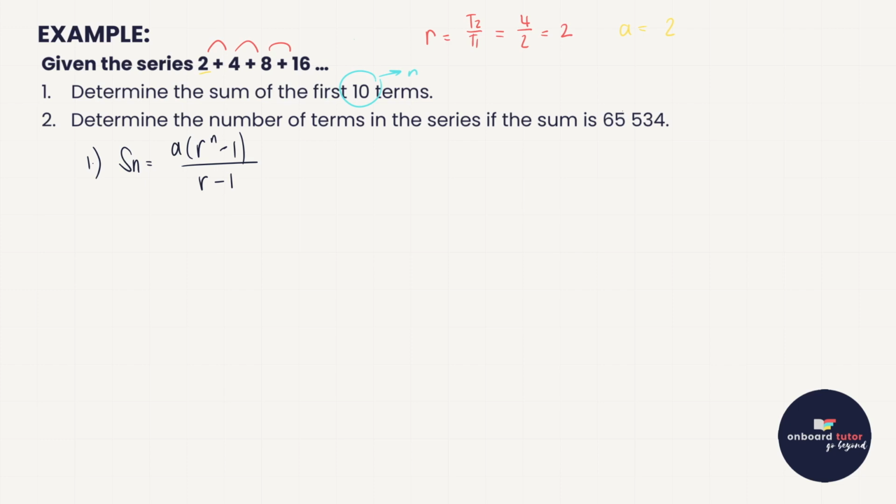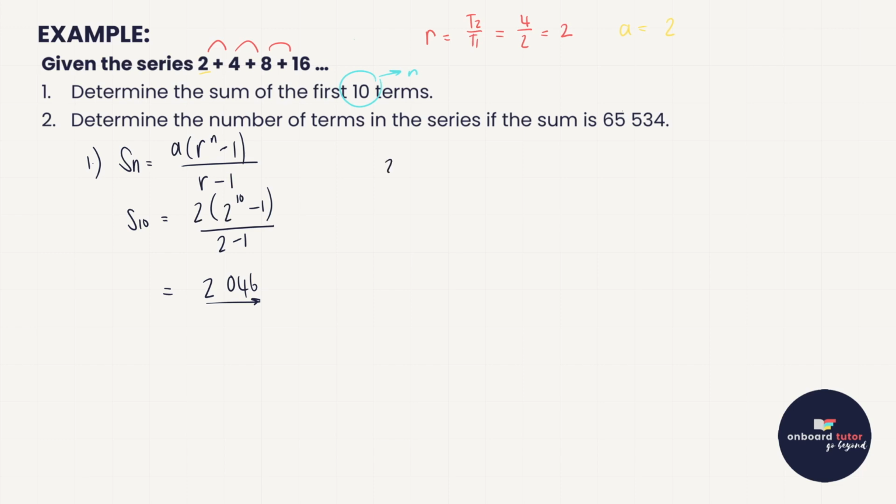Okay, so let's substitute. Sum of 10 terms is equal to A, that's 2, bracket, r is 2 to the power of n, minus 1, all divided by 2 minus 1. And then we can calculate, and we get an answer there of 2,046.